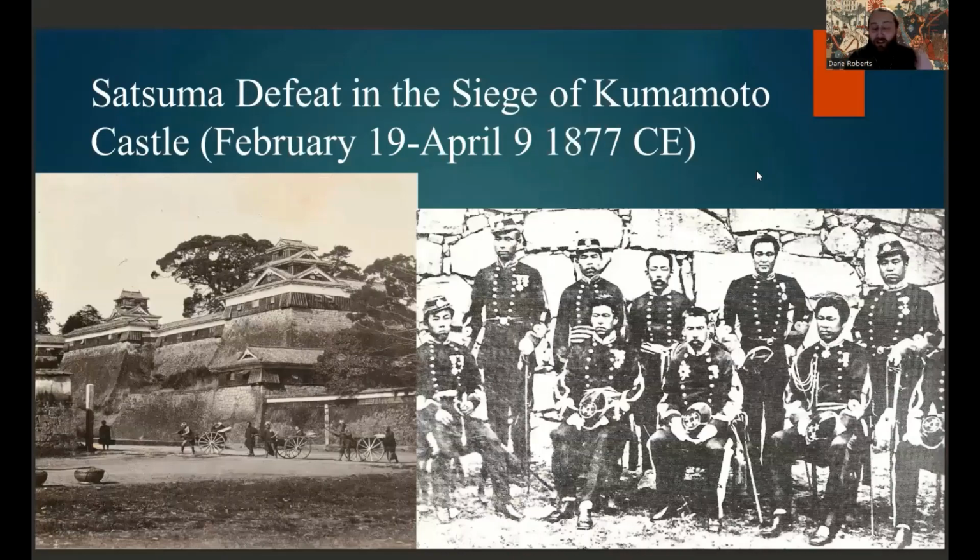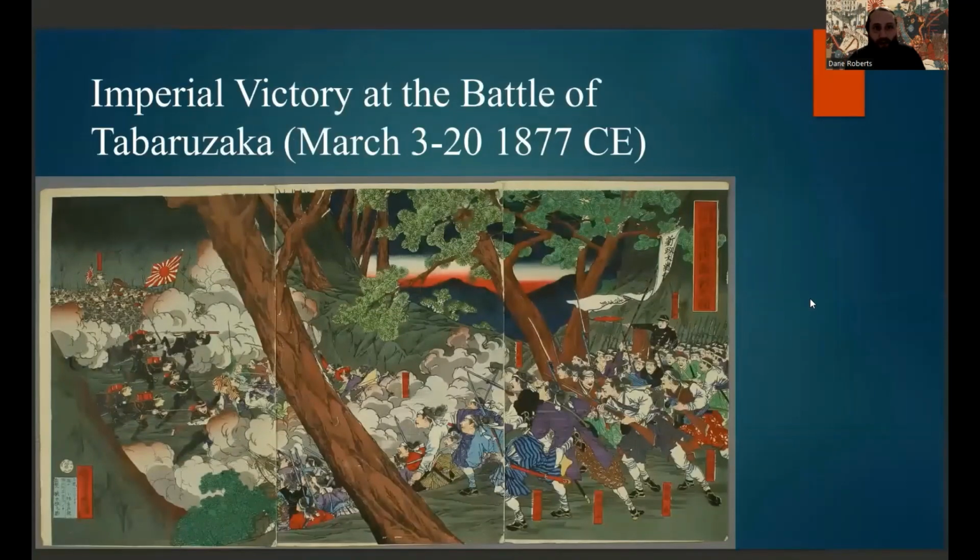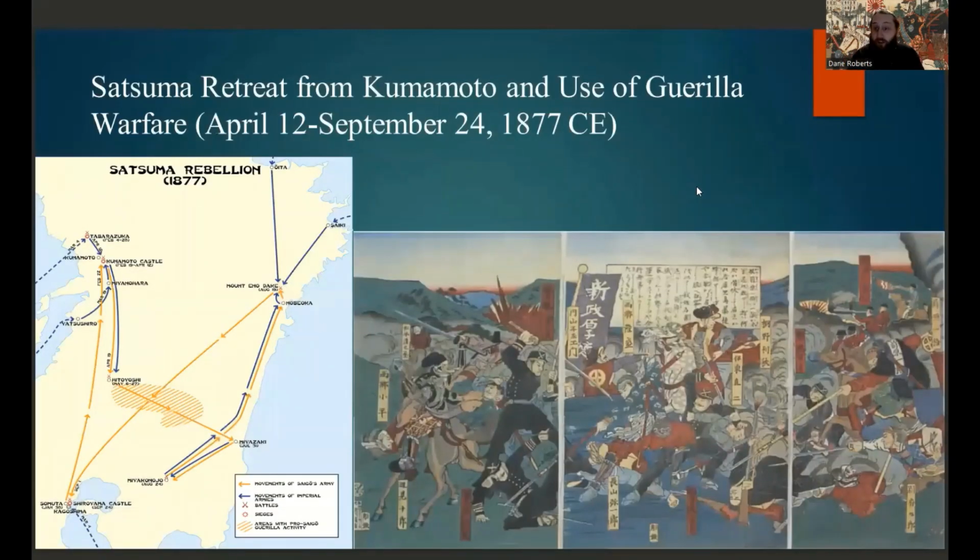However, despite Saigo Takamori beginning this rebellion, he would pretty quickly face several defeats, such as the Satsuma defeat at the siege of Kumamoto Castle from February to April of 1877 CE. Also, there would be an imperial victory during that time at the Battle of Tabarazuka.